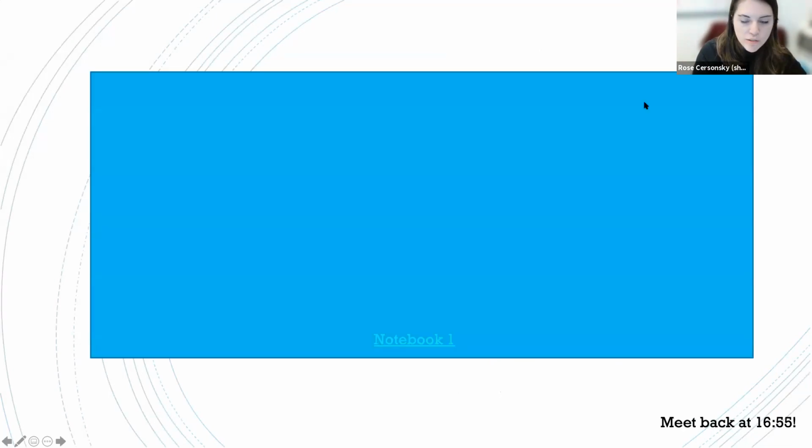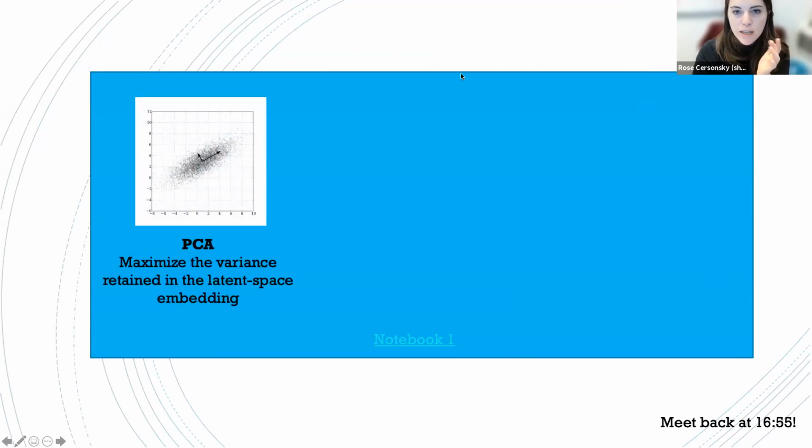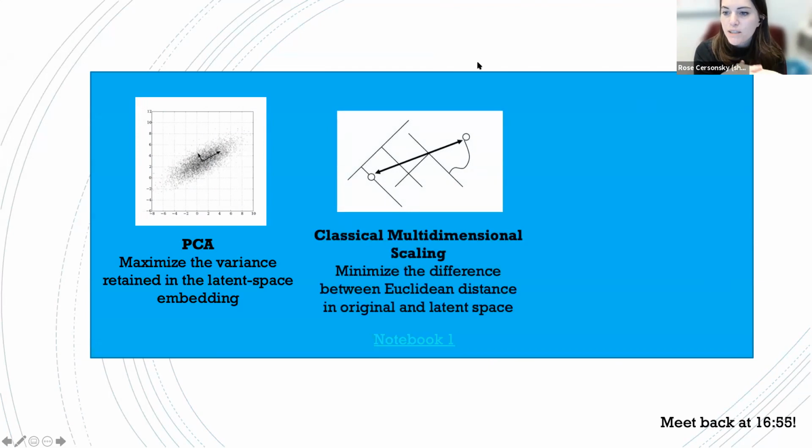So what I'm going to give you now is a notebook. It should be in Deepnote. It contains three things. It contains a walkthrough of PCA, and MDS, classical multidimensional scaling, a dimensionality reduction technique that instead tries to preserve the distances between data in the original Euclidean space and data in the final Euclidean space. So our latent space projection is meant to preserve the distances between data points.